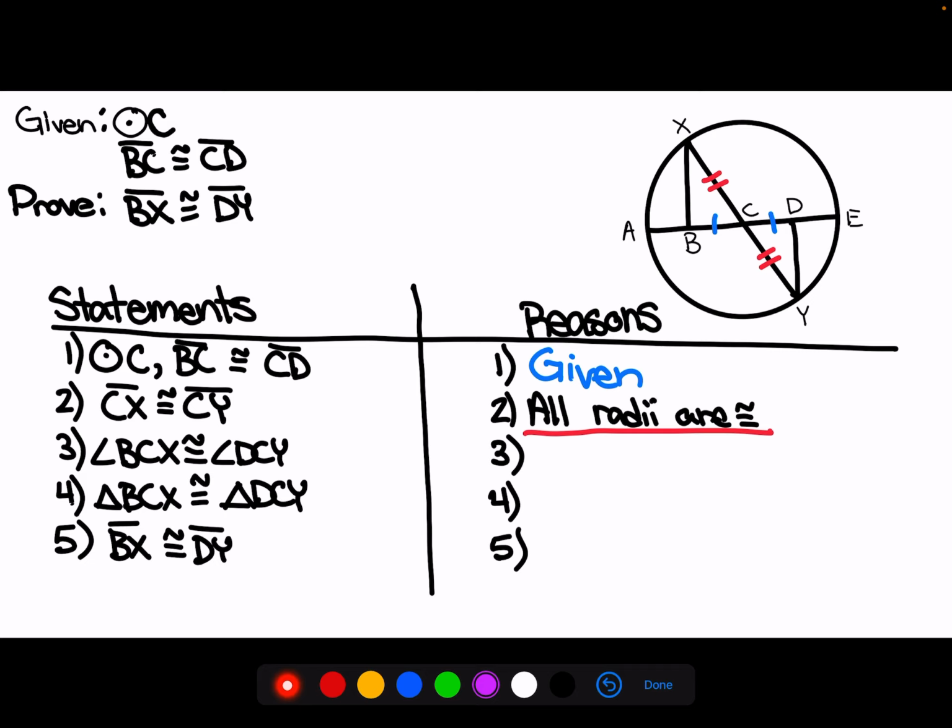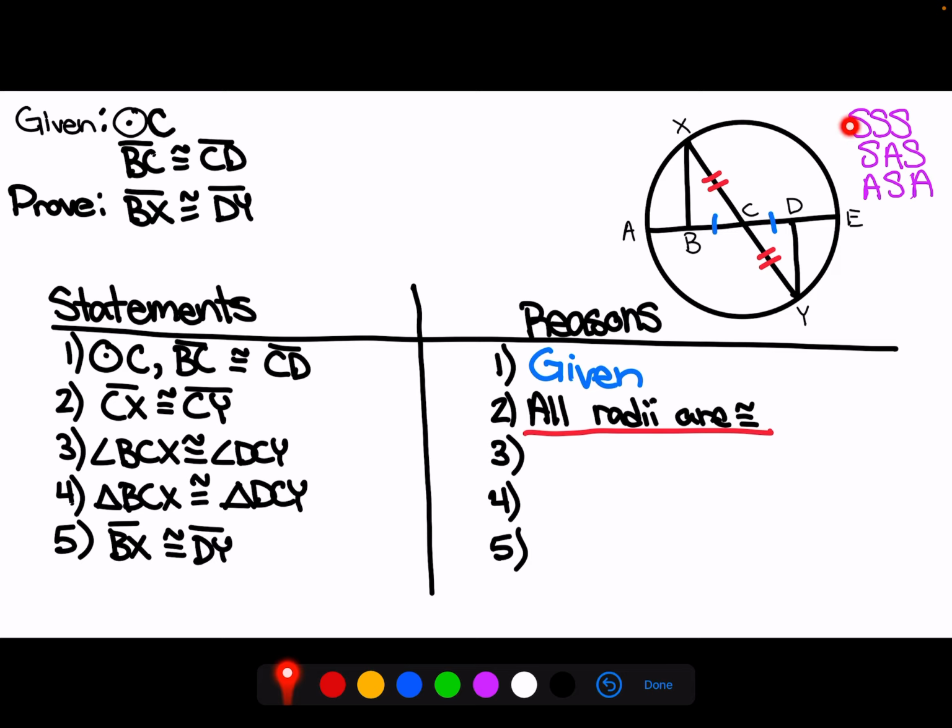Now, as we can see, we're working closer and closer towards one of our 3 triangle congruencies. So side, side, side, side, angle, side, or angle, side, angle. Now, again, we need to process and determine which one is the most likely that we can use here. Well, looking at it, our goal is to prove that segment BX is congruent to segment DY.